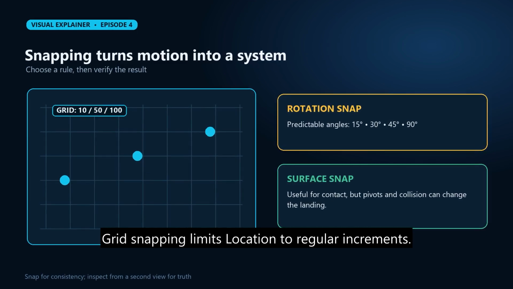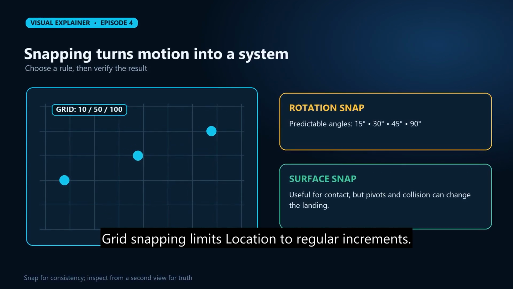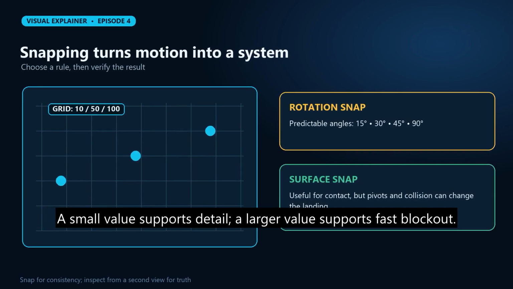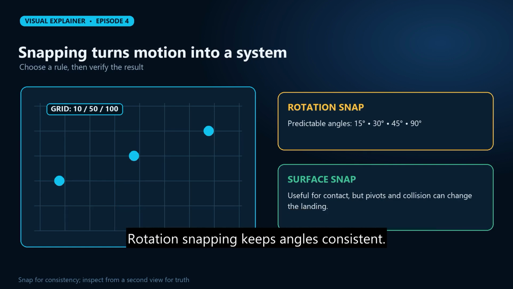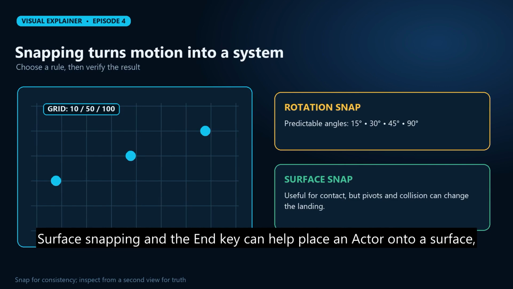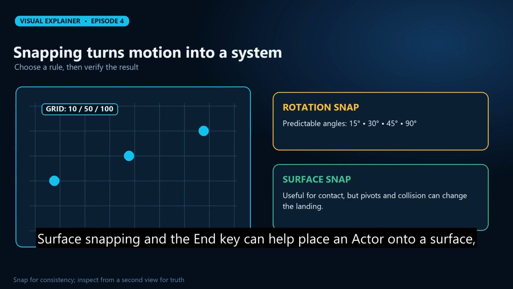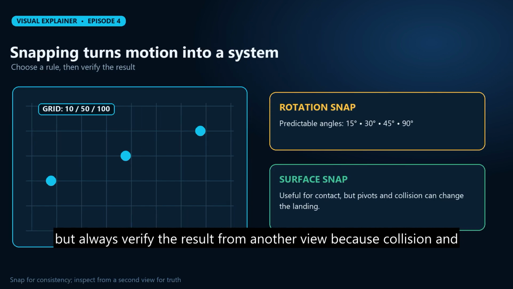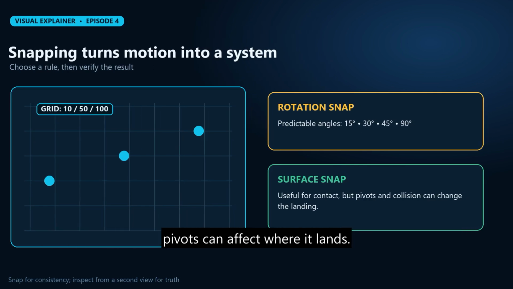Grid snapping limits location to regular increments. A small value supports detail, a larger value supports fast blockout. Rotation snapping keeps angles consistent. Surface snapping and the End key can help place an actor onto a surface, but always verify the result from another view because collision and pivots can affect where it lands.